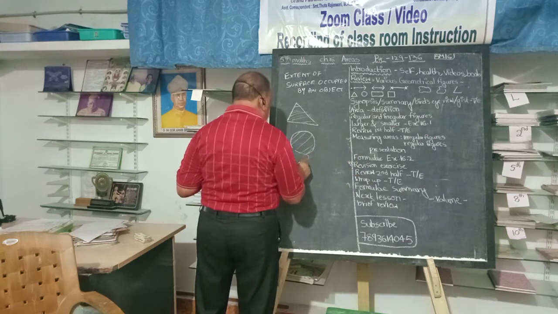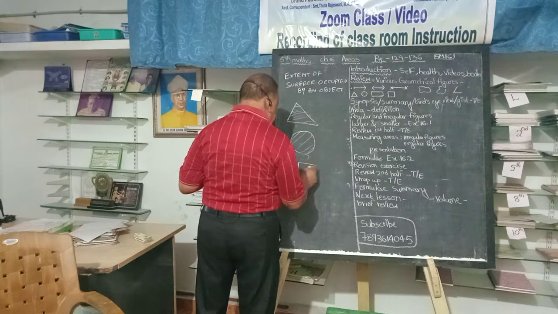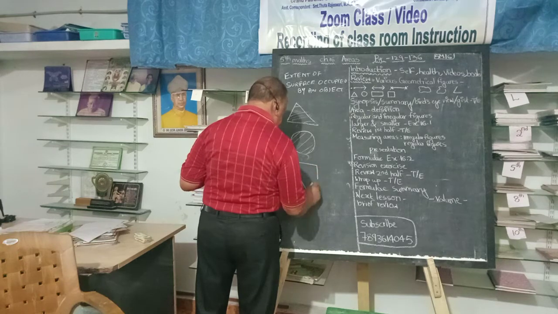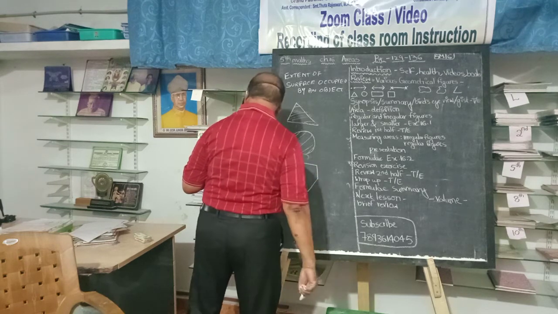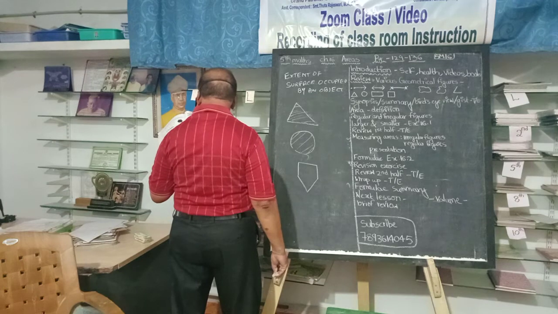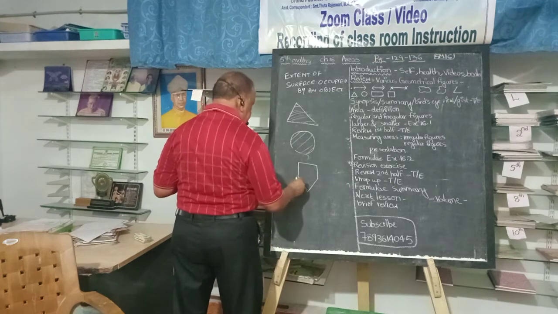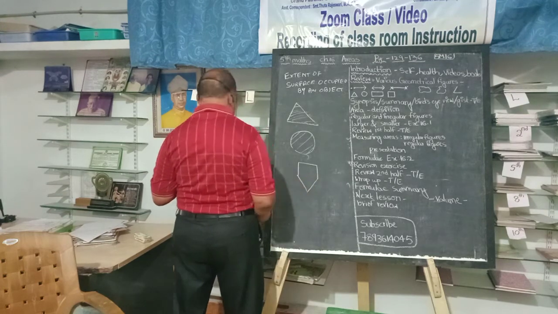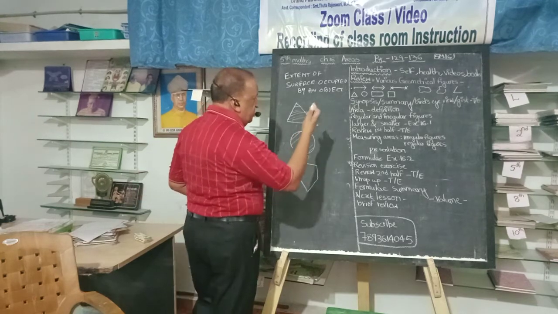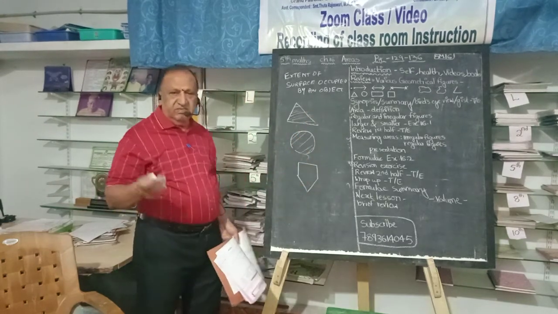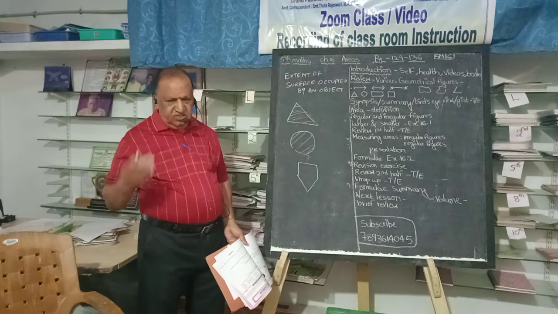Now suppose you have an irregular object. In the textbook, if you look, this is not a regular object. Similarly, you have some other objects also. This is an irregular object. This is not like a fundamental shape. Okay? Circle, triangle, rectangle, square.